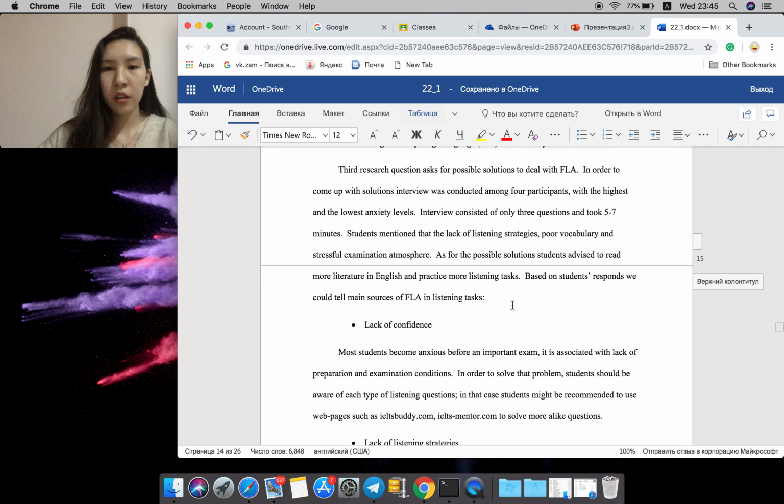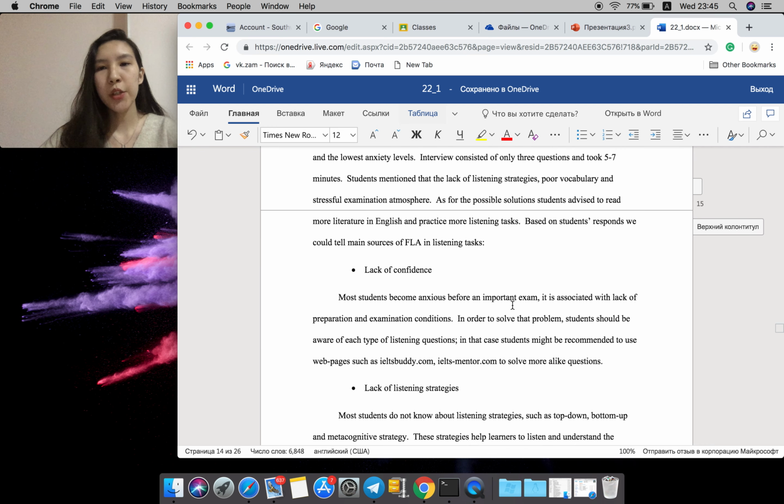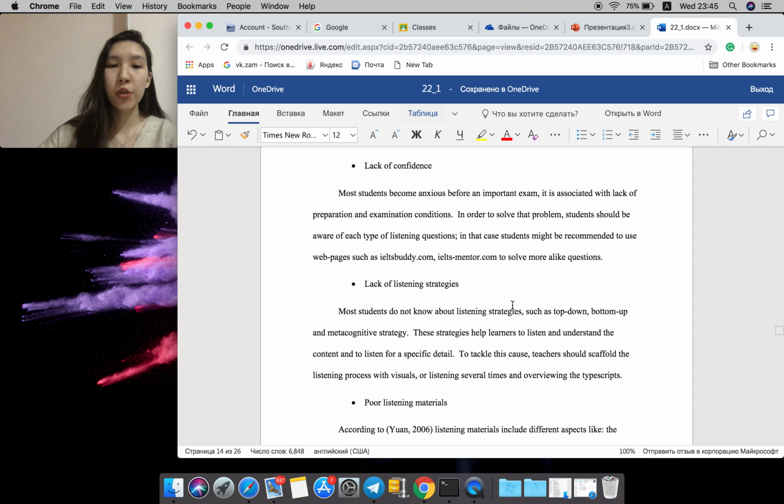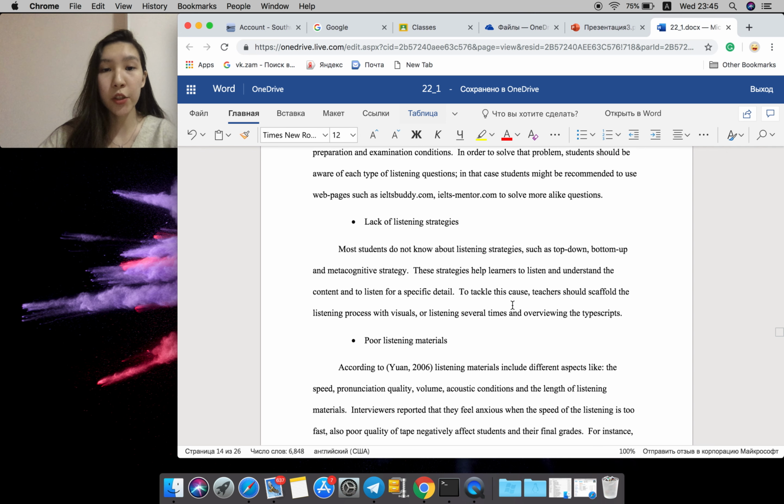We can have a look here that based on students' responses, we can identify some main sources of foreign language anxiety in listening tasks, and these are lack of confidence, as I mentioned before, and lack of listening strategies. Most students don't know about listening strategies such as top-down, bottom-up, and metacognitive strategies, and they don't use them effectively. That is why they have poor grades in listening examinations.